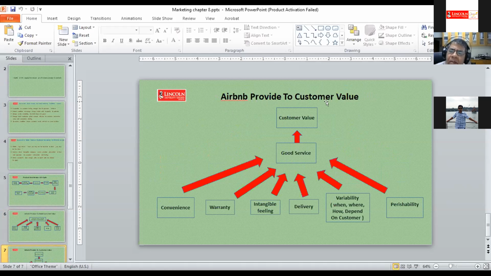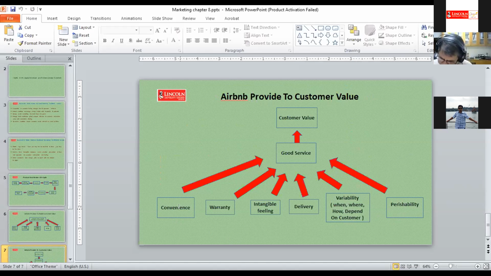Airbnb provides customer value. To get the customer value, Airbnb provides it depending on the case study. This is the first step: convenience for the customer, warranty, savings and safety, and intangible feeling. They cannot express this feeling because it is in my mind, affecting the customer. Then delivery, and variability: when, where, how, depending on what the customer offers me, customer complaints, so they will consider these factors every time. Perishability: they cannot store it, but they can offer it to the customer.